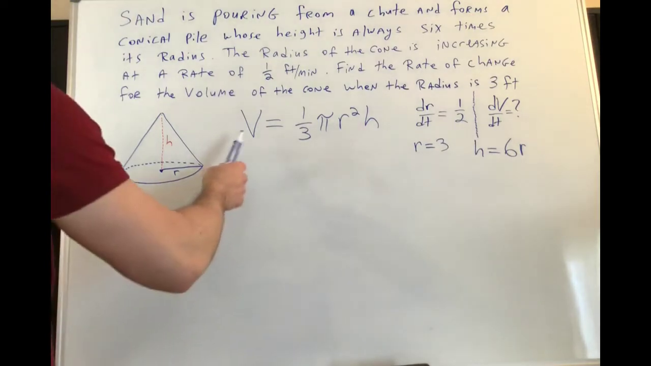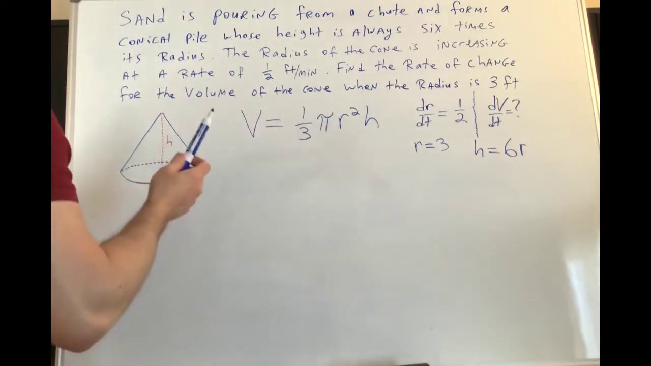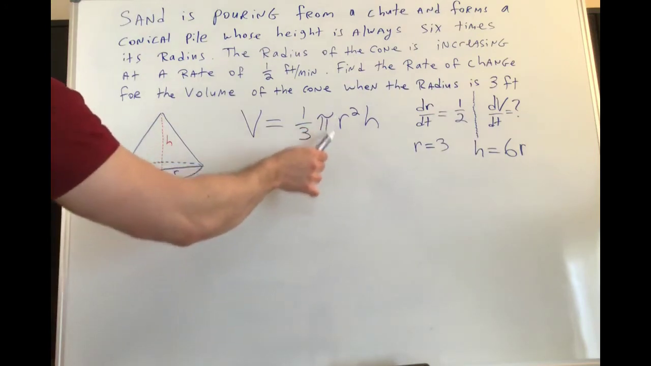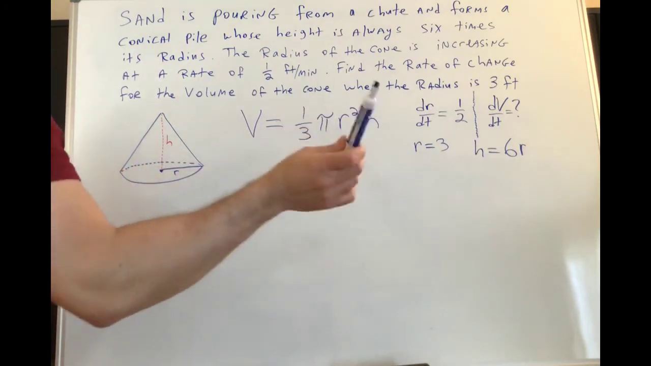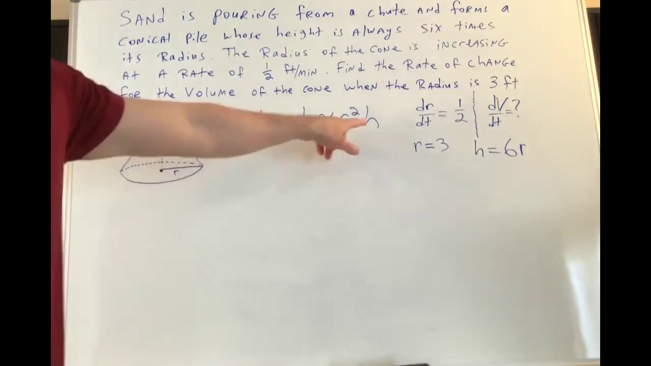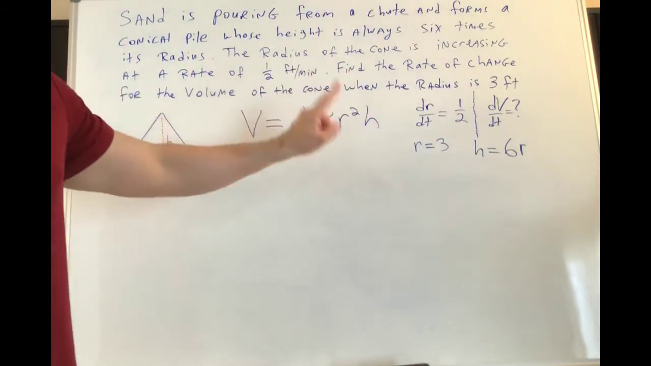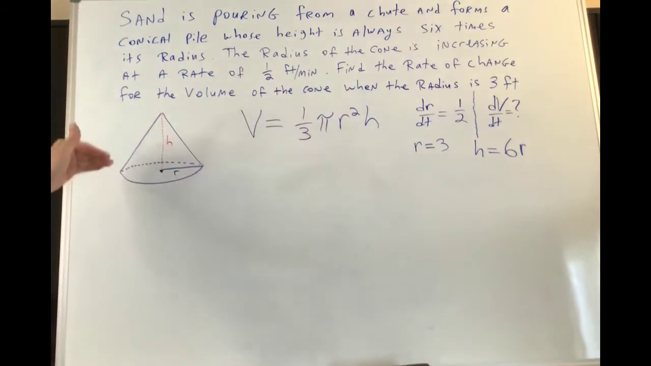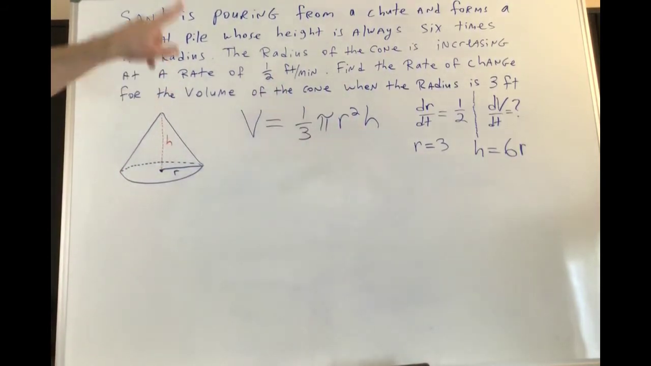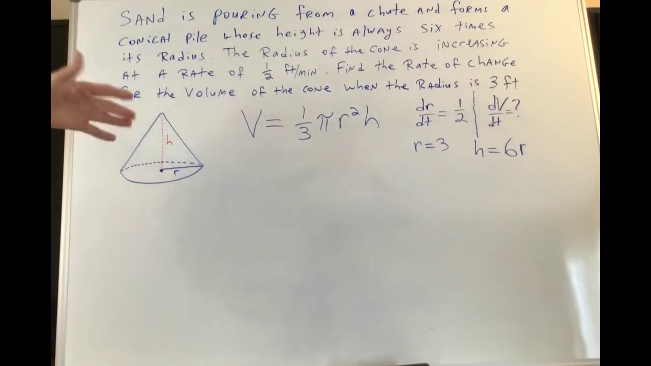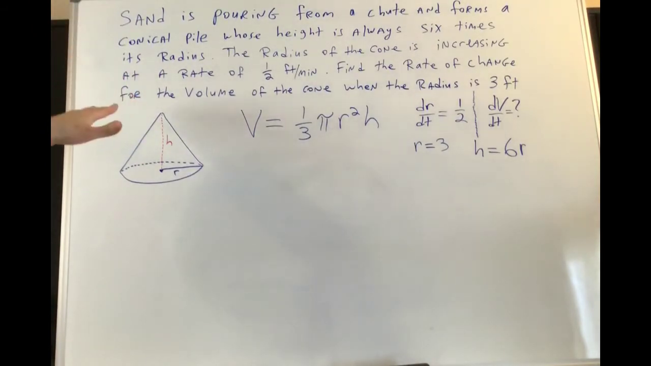So let's go through. I'm going to take the derivative of this. So here I know I'm going to get a dV/dt. Here I'm going to get a dr/dt. See, here's where I'm going to run into a question. When I take the derivative of h, I'm going to get dh/dt. That's the rate of change of the height. That's how fast the height's growing. This question says nothing about the height. I don't know anything about dh/dt.